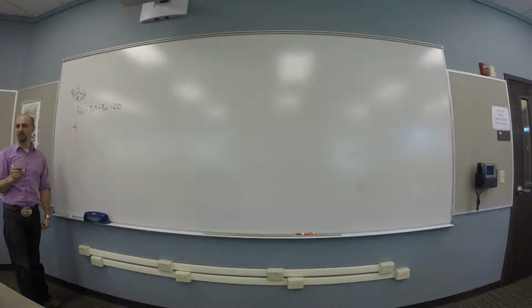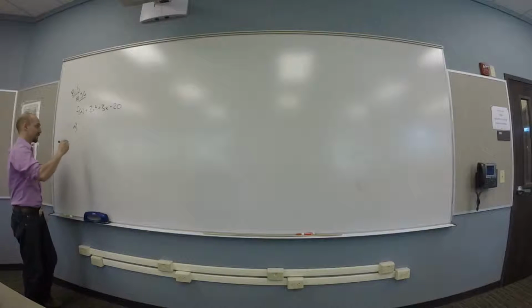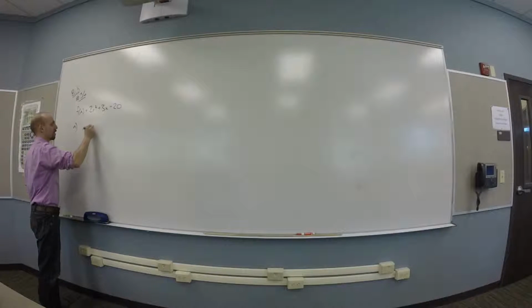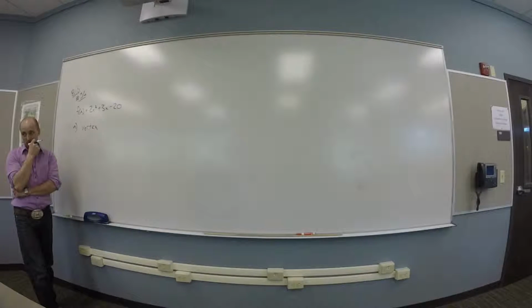They want to know about vertex, not intercept? That's C and D. Okay. Getting ahead of yourself. All right, sorry. Vertex. So I want to know where the vertex is on this thing. Negative B.